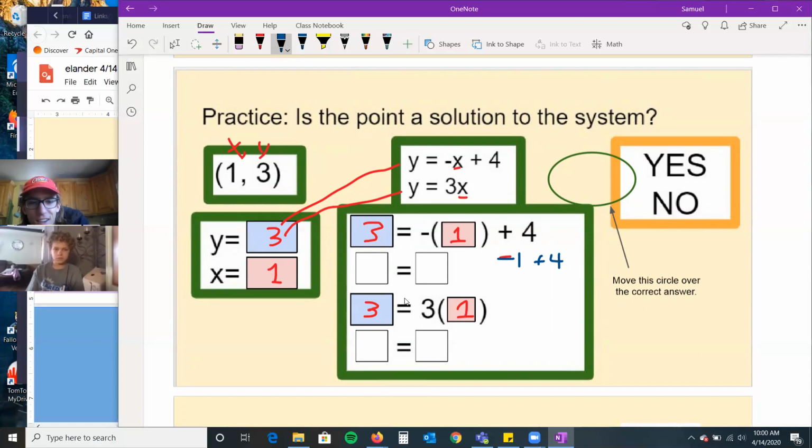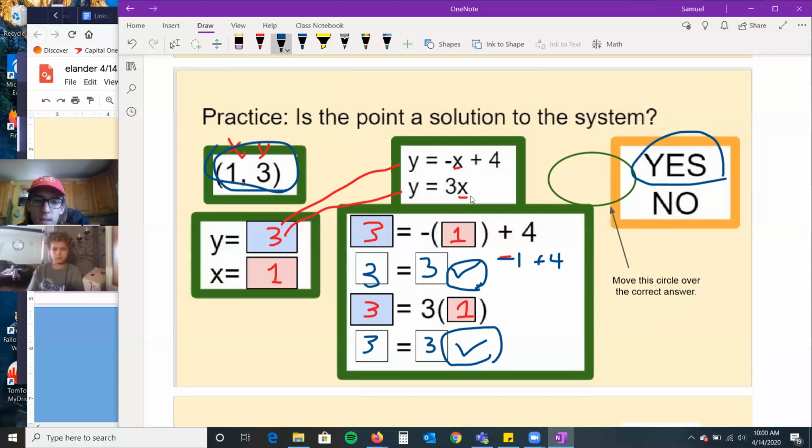So let's check here. We've got 3 and -1 plus 4. That's basically 4 take away 1 is 3. Okay, so that worked. Ding, that's good. It has to work for both of them, right? Otherwise, it's not a solution to the system. 3 times 1 is 3. Okay, that's an easy one. 3 equals 3. Ding. Got that one right. All right, so this is a solution, yes. 1, 3 works for both of these equations. So it's the solution to the system of equations.